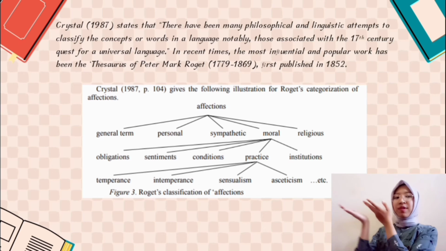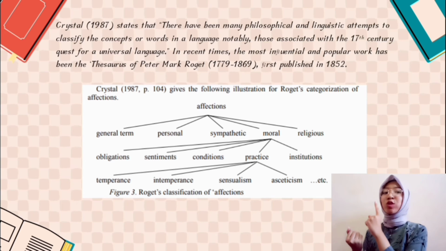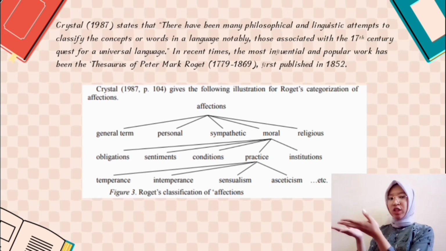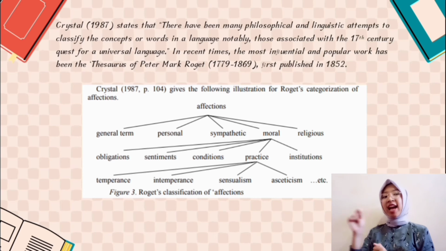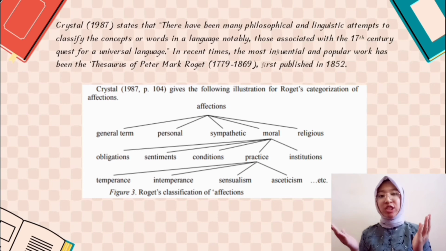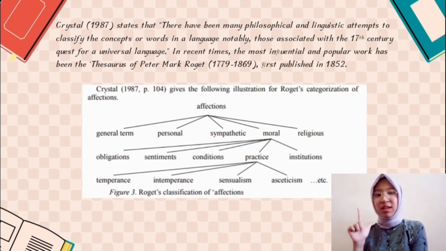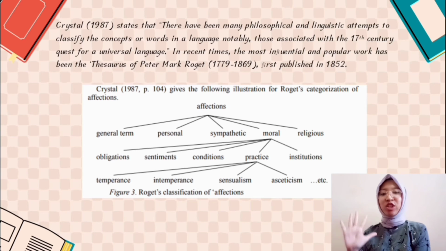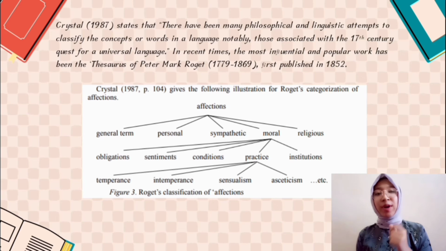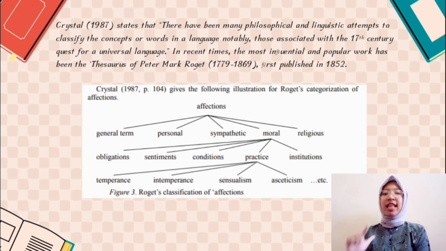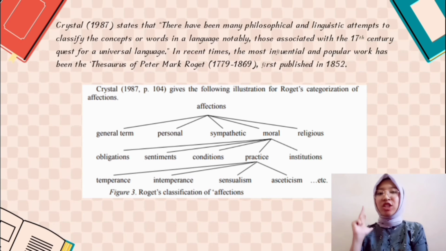In the diagram, Crystal gives the following illustration for Roget's categorization of affection. Affection is divided into general term, personal, sympathetic, moral, and religious. The moral branch is divided into obligation, sentiments, condition, practice, and institution. The practice branch is divided into temperance, intemperance, sensualism, asceticism, and so on.